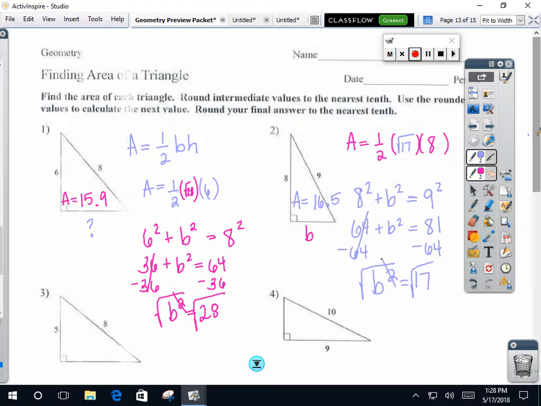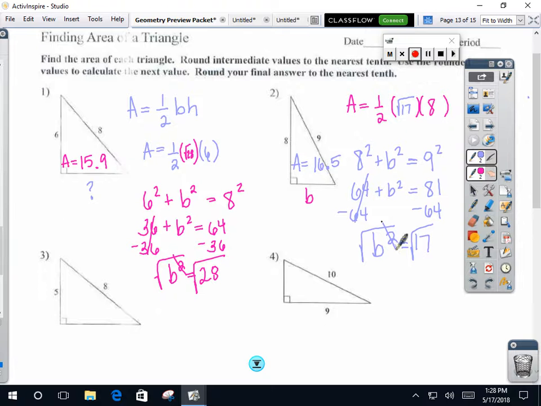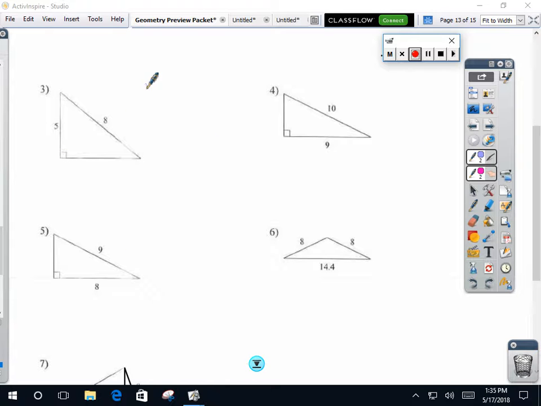Okay, do you feel like you're good enough now to try 3, 4, and 5? Okay, everybody try 3, 4, and 5. 3. What did you get for the area of this triangle? 15.6. You would have done area equals 1/2 times base times height, which is 5.